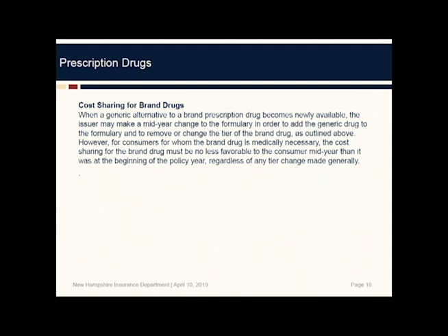Prescription drugs, cost sharing for brand drugs. When a generic alternative to a brand prescription drug becomes newly available, the issuer may make a mid-year change to the formulary in order to add the generic drug to the formulary and to remove or change the tier of the brand drug as outlined above. However, please note that for consumers for whom the brand drug is medically necessary, the cost sharing for the brand drug must be no less favorable to the consumer mid-year than it was at the beginning of the policy year, regardless of any tier change made generally.